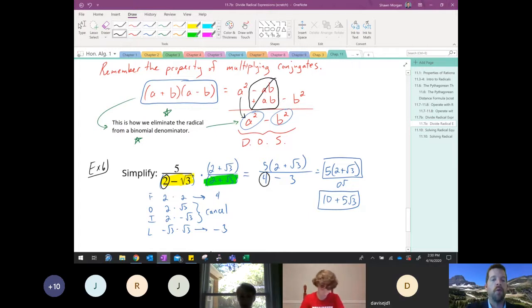That gets you 4. Square the last one, square that radical 3, that gets you radical 3 times radical 3 is just 3. And then you got a minus sign in the middle because it's the difference of 2 squares.